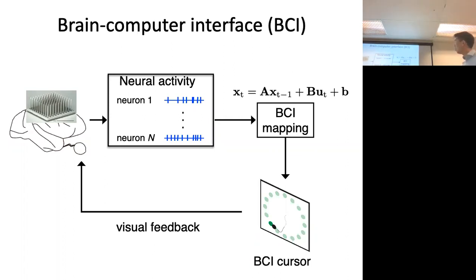Okay, and so the subject's task is to change its neural activity so as to move a computer cursor to hit visual targets under moment-by-moment visual feedback. Okay, feel free to ask questions if you have any throughout.